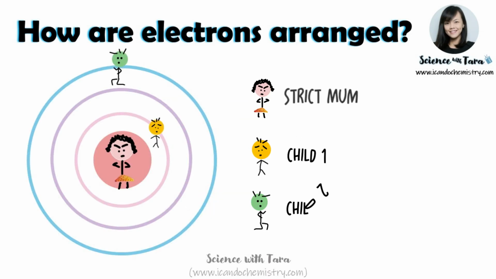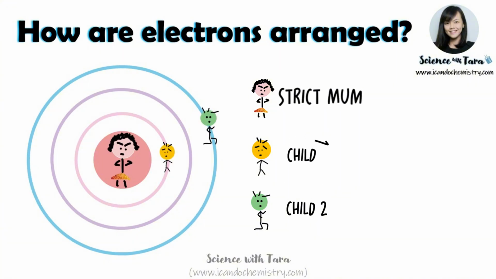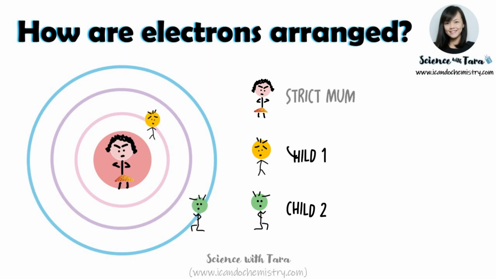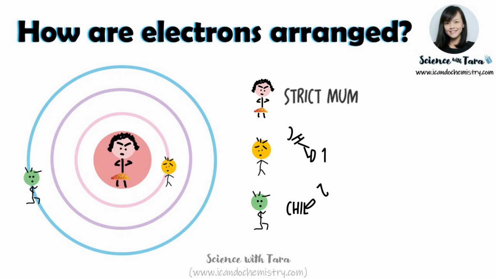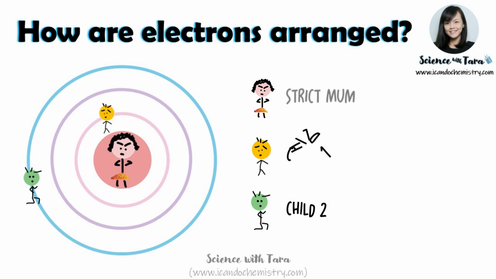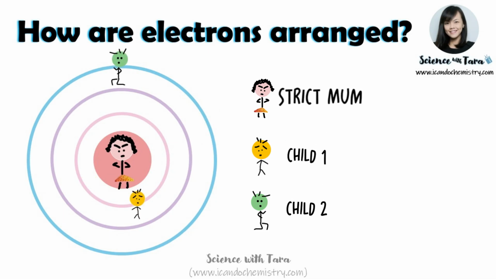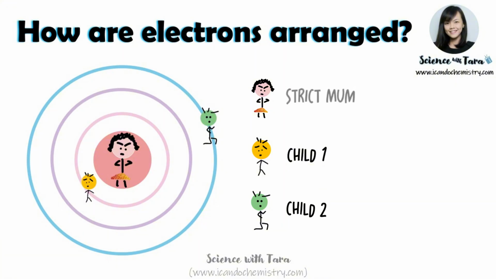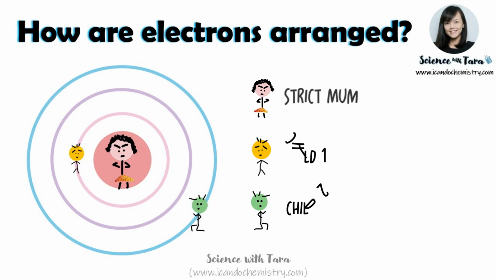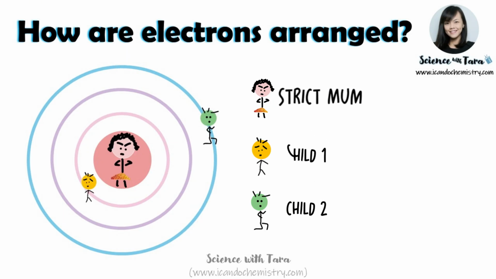Now, imagine the nucleus is a very strict mother. The electrons are her children. The children who stay closest to their mother are under strong control. They behave well and have lower energy. The children who are further away from their mother feel less of her strict control. They become wilder and have higher energy. So just like kids become wilder the further they are from their strict mother, electrons have higher energy levels the further away they are from the nucleus.